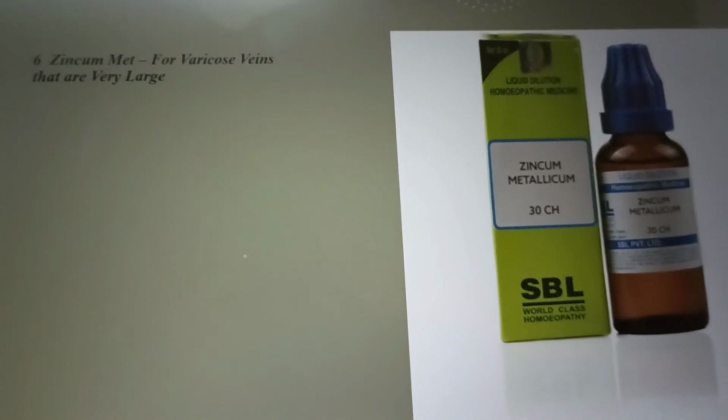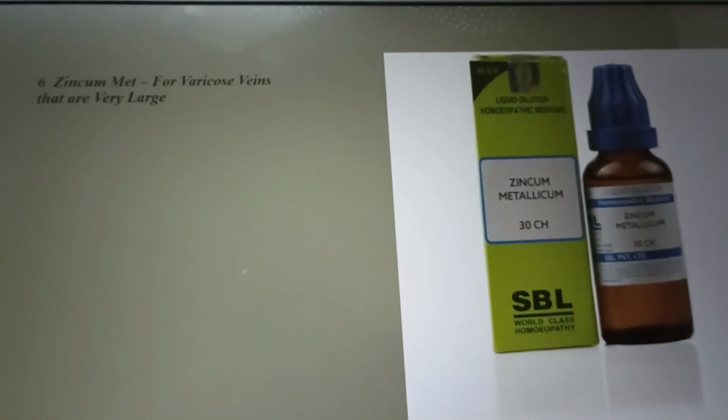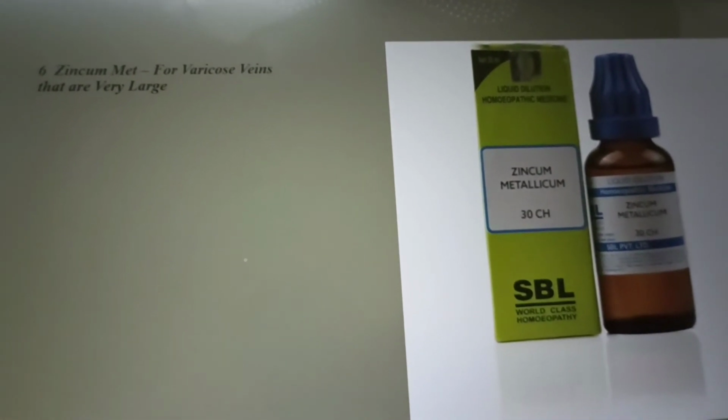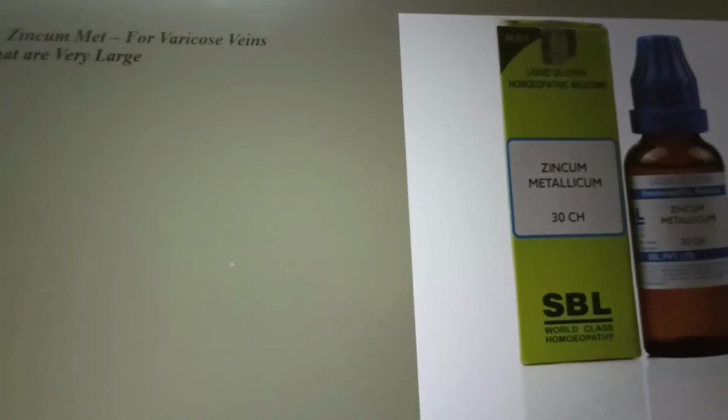Now, let's talk about the sixth medicine, that is Ginkgo biloba. For varicose veins that are very large, Ginkgo biloba is an effective medicine for large varicose veins in the legs. A tight, full, congested feeling in the leg is prominent. There is tearing pain in the legs and formication, that is, a sensation like insects are crawling over the skin, also present in a few cases.